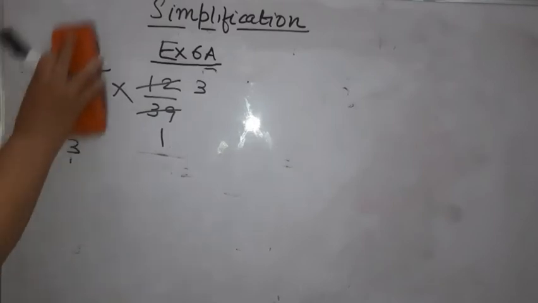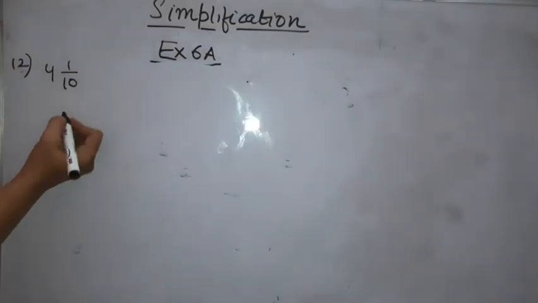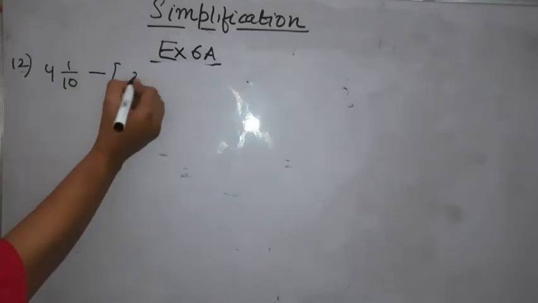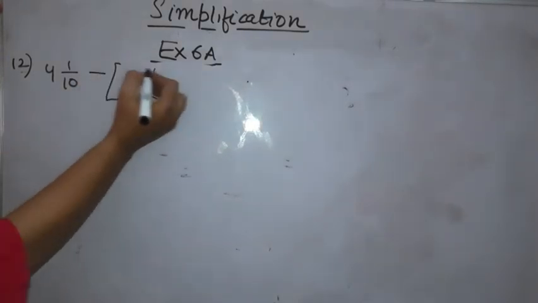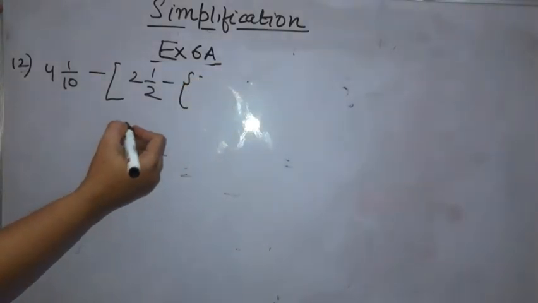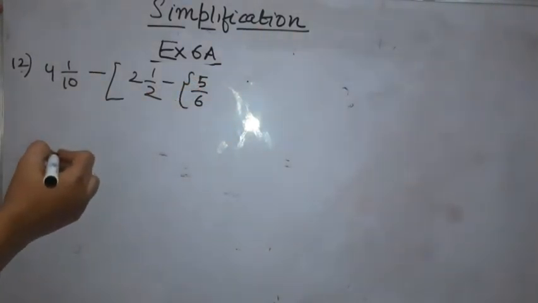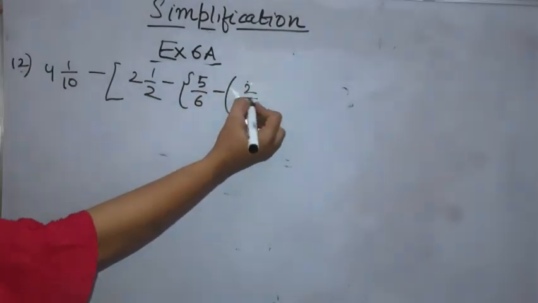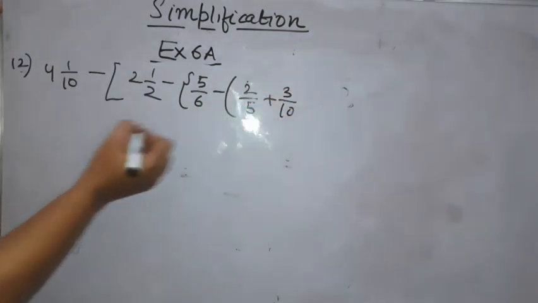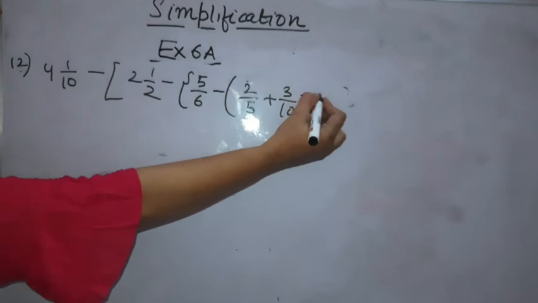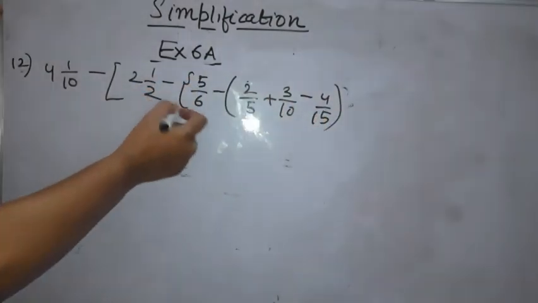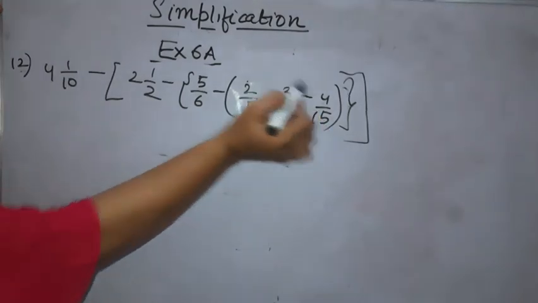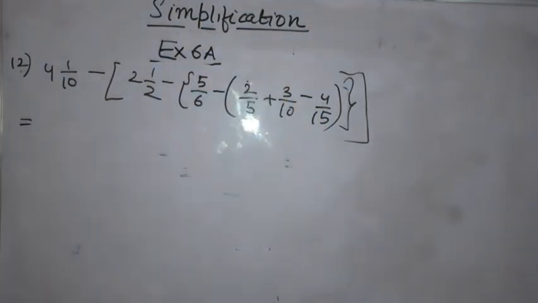First let me rub this. This you have to do in your maths classwork copy. Okay students? So question number 12 is 4 whole 1 upon 10 minus big bracket 2 1 upon 2 minus curly bracket 5 by 6 minus small bracket 2 upon 5 plus 3 by 10 minus 4 upon 15, small bracket closed, curly bracket closed, big bracket closed. So this is question number 12.